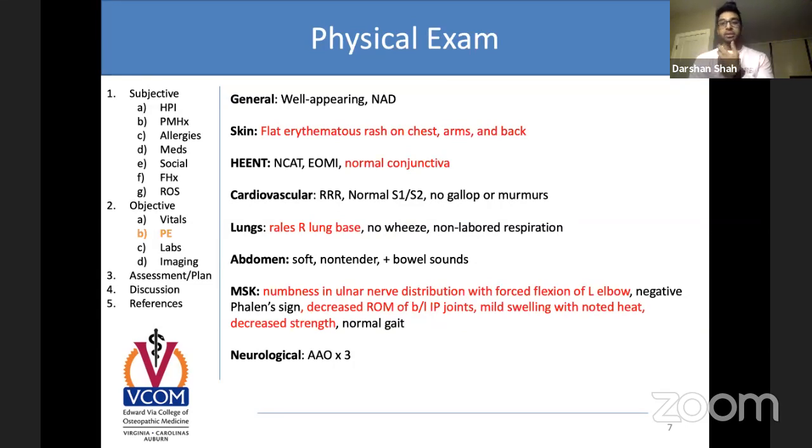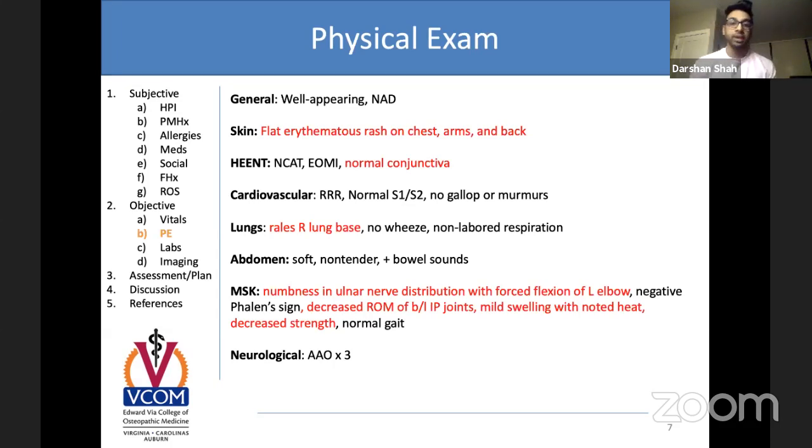Cardiovascularly, he's completely normal. His lungs, he's got rales in the right lung base. He's got no wheezes, non-labored respiration. His abdomen's normal. And then for his musculoskeletal exam, because he's got the joint pain and numbness, he's got numbness in the ulnar nerve distribution with forced flexion of the left elbow. So think about like curling your bicep. So that's forced flexion of the left elbow. And then on your pinky side, that's where he's feeling this numbness.